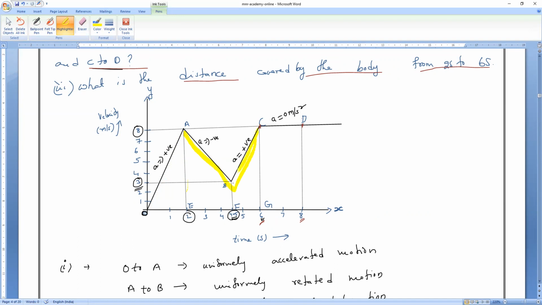If you want to find the distance, we studied a shortcut. What is the distance? If you want to find the distance, Mr. Lingesh, what do we have to do?